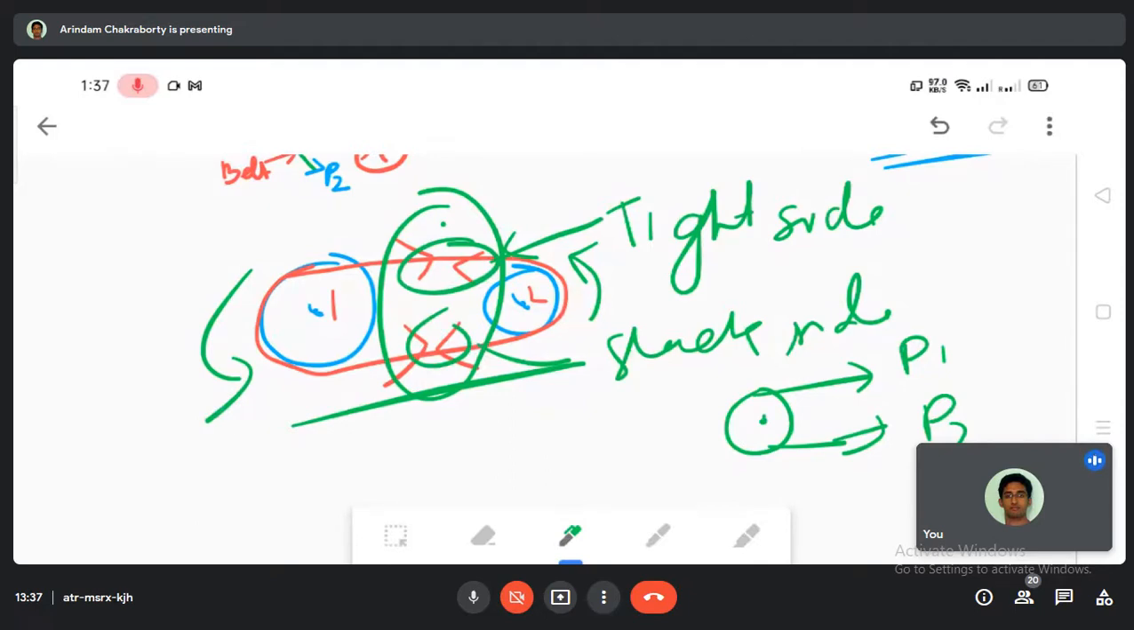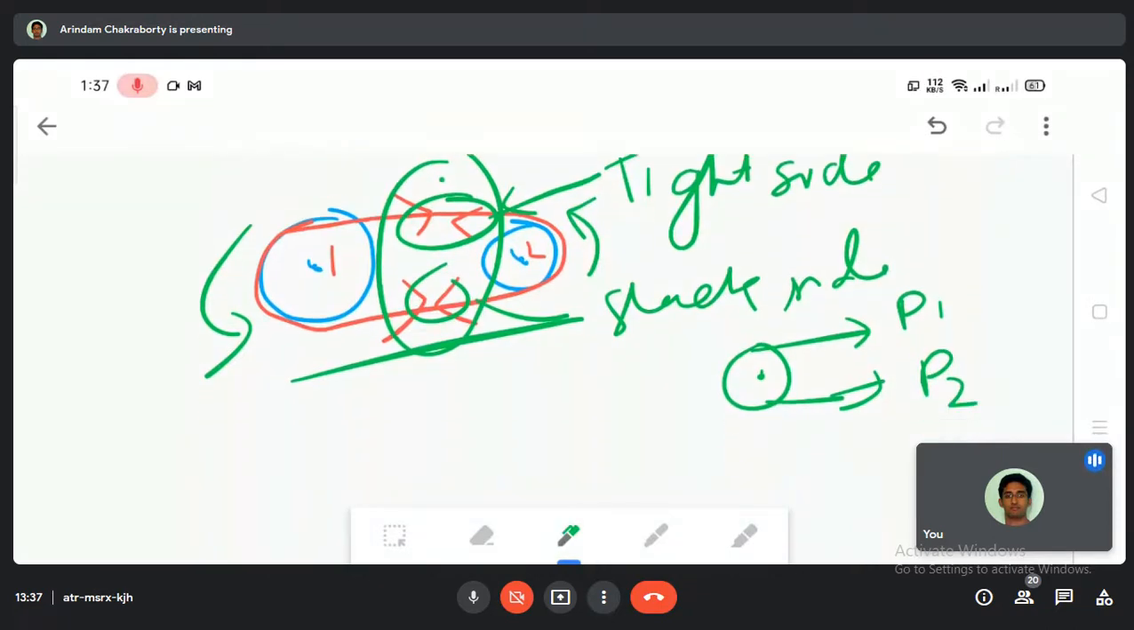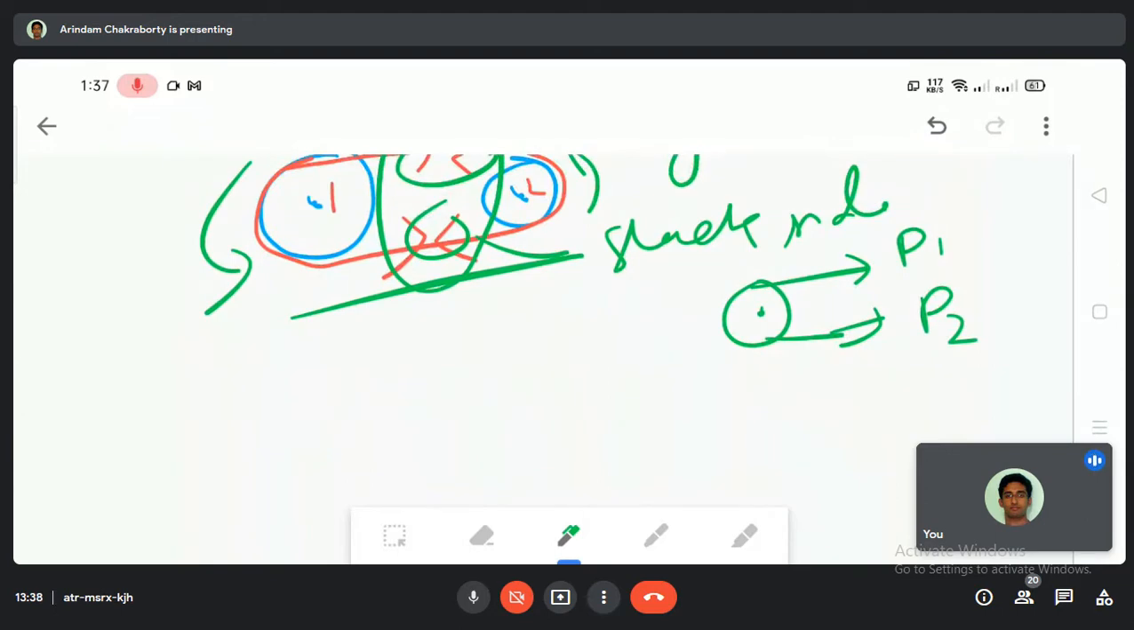So that's why we keep two sides, one tight side and one slack side. Since this is mathematically not possible and not at all feasible, we made a shortcut and ideally say that they are in tension. Is that clear? Have you understood?